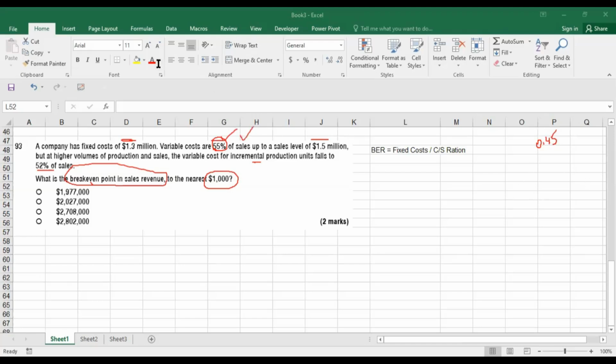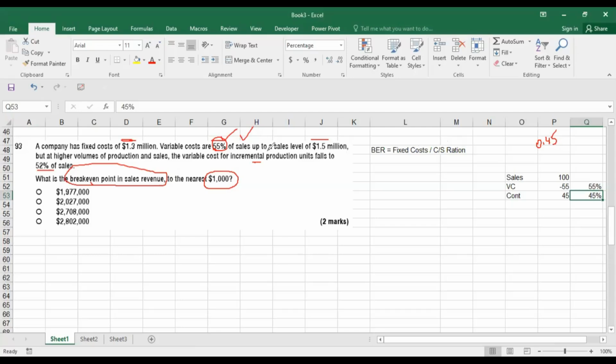I think I don't need to explain it, but if you want, I can write it down. For example, if your sales are $100 and your variable cost is 55, then what is left is 45, and this is your contribution. This is 55% and this is 45%. So always remember that when variable cost is 55, your contribution is 45, and because it is 45% out of 100, your CS ratio is 0.45.